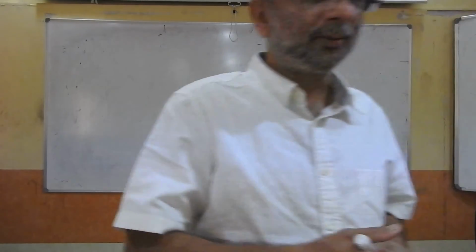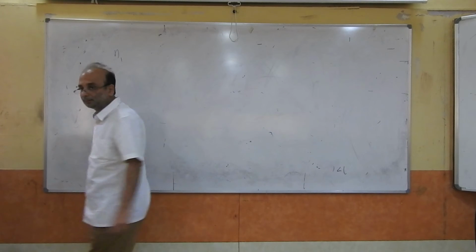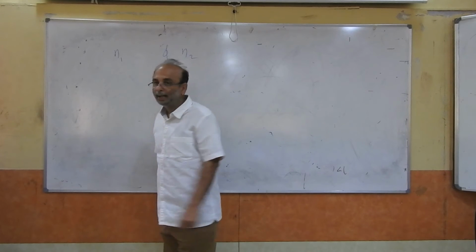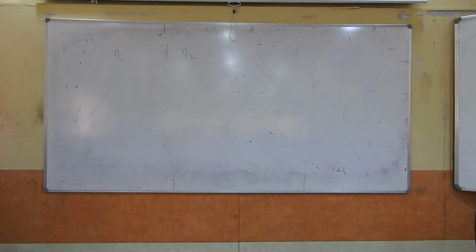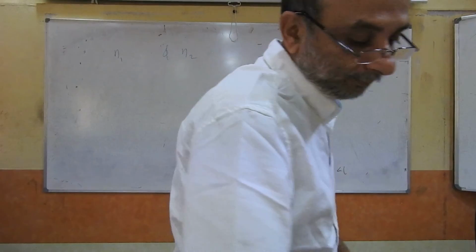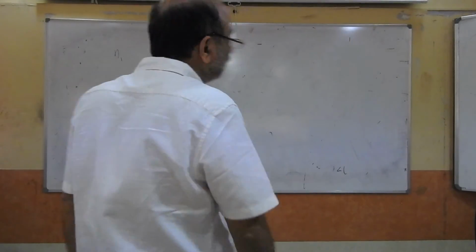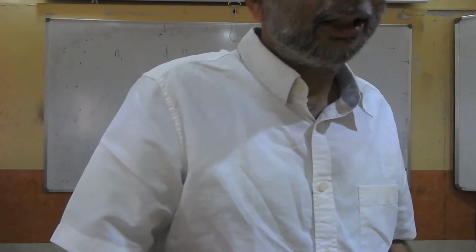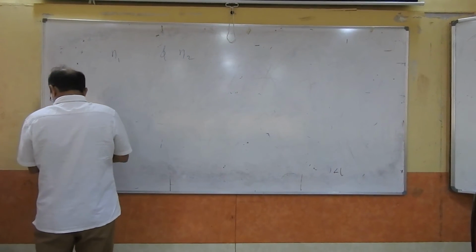Okay, so let's make some assumptions. There are two types of buyers, N1 and N2. What distinguishes the buyers? Their utility functions. We'll write specialized utility functions.